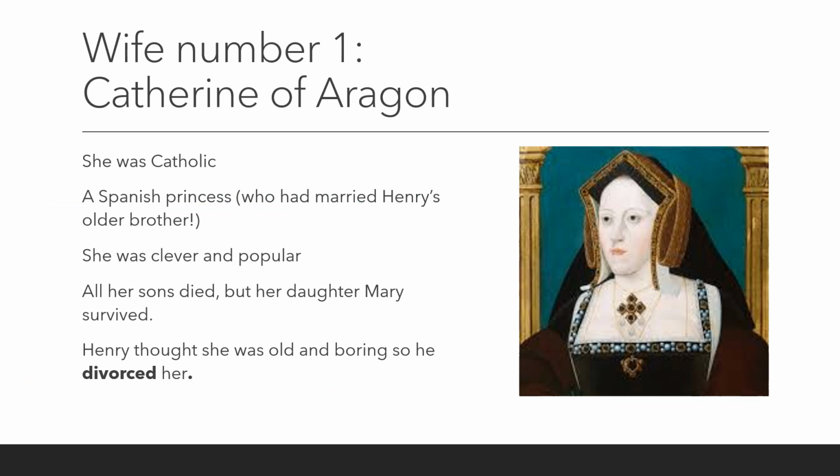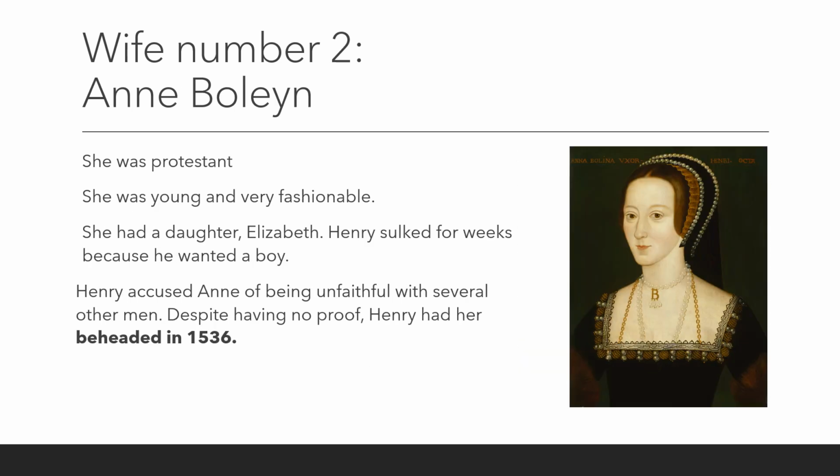Hopefully you enjoyed the song. So I'm going to go through just briefly these wives again, just to make it really clear. So we've got wife number 1, which was Katherine of Aragon, and she was a Catholic, just like Henry was at the beginning of his reign. She was also a Spanish princess who had married Henry's brother Arthur, but obviously Arthur had died, so Henry decided to marry her instead. She was very clever, she was very popular, but all of the sons that she birthed died, except for her daughter, which was Mary, or Mary the First, as you will know her. But Henry thought she was quite old, she was boring, so he decided that he was going to divorce her.